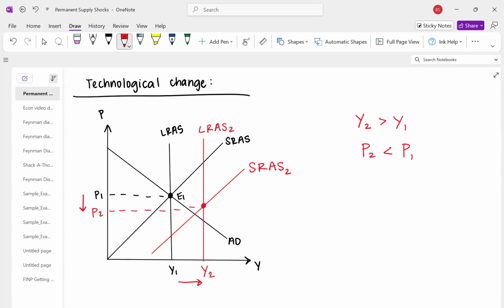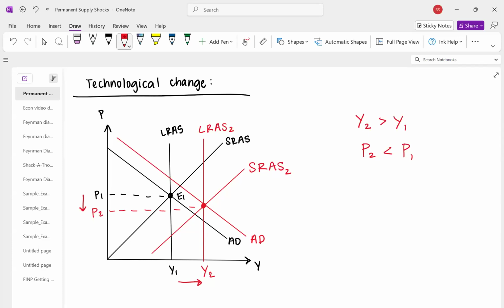So since the LRAS and the SRAS both shift to the right, we can also conclude that the AD curve will also shift rightwards. And this is because since there's more output in the economy in the long run, we know that demand will also follow with that. So over time, the economy adjusts fully to the new output.